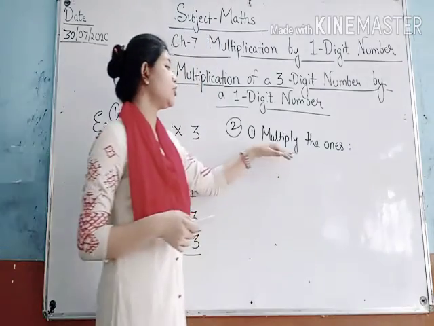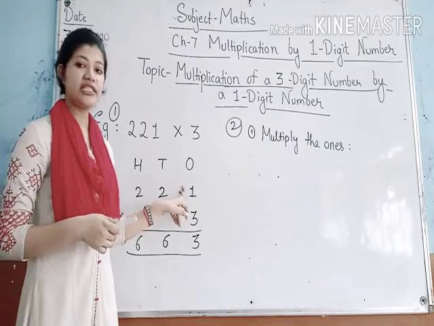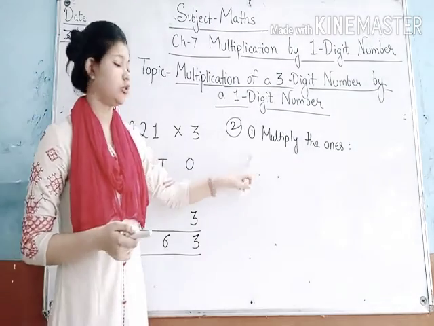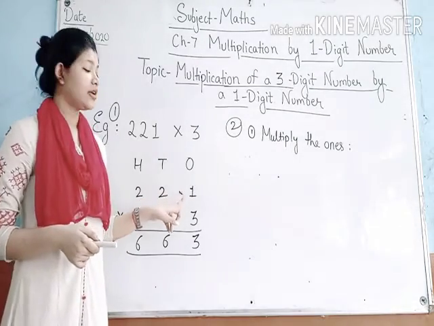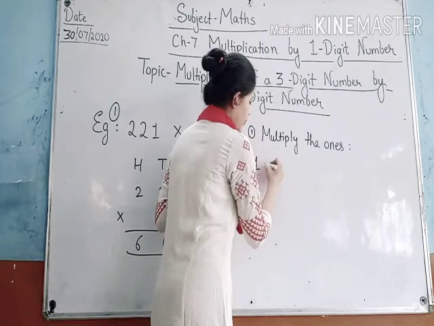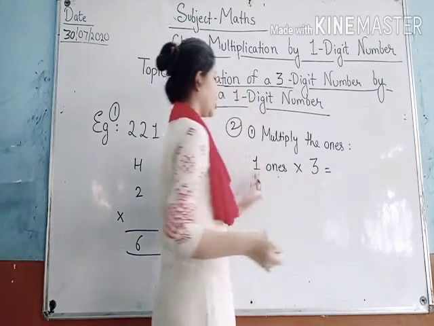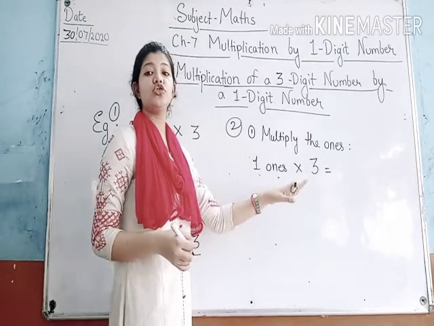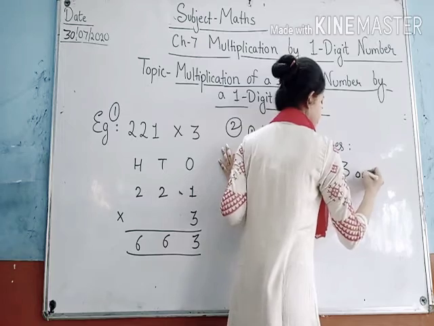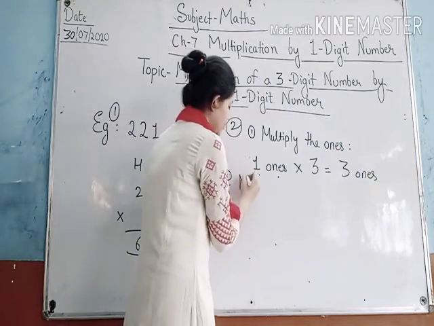Now students, first we will multiply the second factor with the ones digit. We know this, so we will do the same here in the second method. So 1 ones will be multiplied with 3. 1 ones into 3 will be equal to 3 ones. Clear? Now our second step will be to multiply the tens.